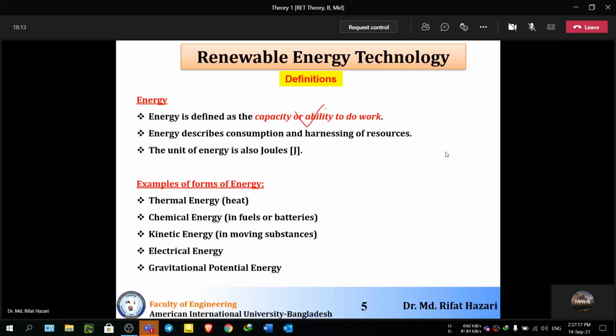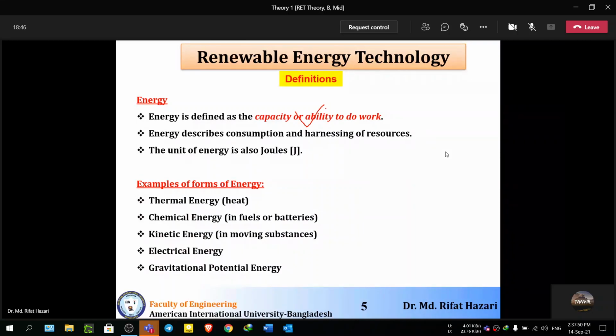So when you are talking about energy, we are talking about extracting something, and also about consumption. For example, if the power rating of your electric bulb is 100 watts, what does it mean? It means this bulb requires 100 joules of electrical energy every second, right? That means you are consuming electrical energy. So when describing energy, you are talking about consumption, as well as extracting or harnessing some sort of resource.